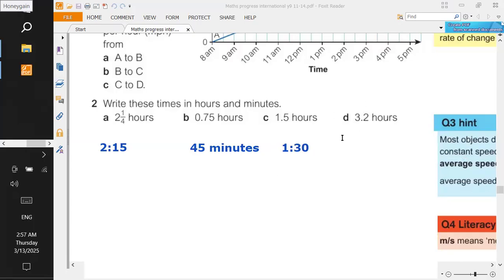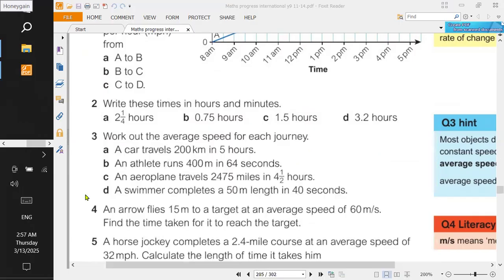And this one, 3.2 hours. With 3 hours on the side and 0.2, you multiply by 60, you'll get 12 minutes. So it's going to be 3 and 12 minutes, like this. So 3 hours and 12 minutes. This one, 1 hour and a half, an hour or 30 minutes. This one is 45 minutes. And this one is 2 hours and 15 minutes. And this is how you answer a question like this.